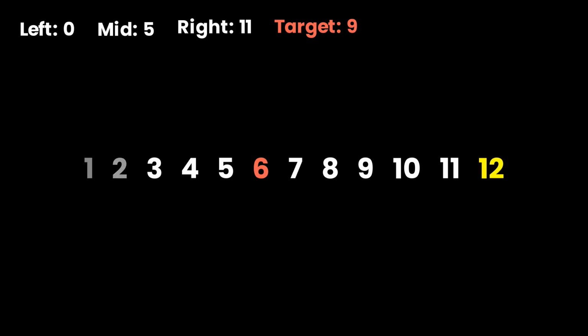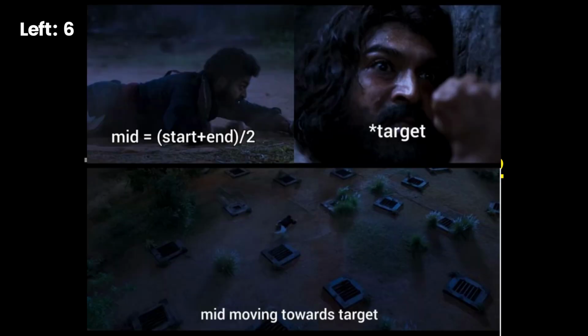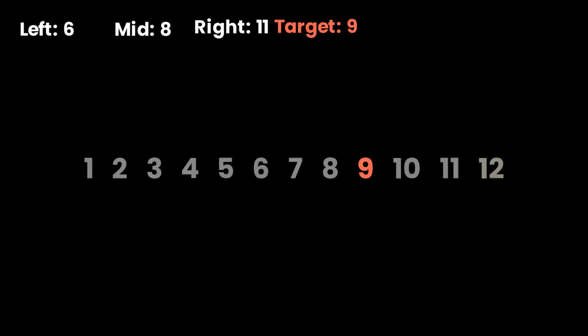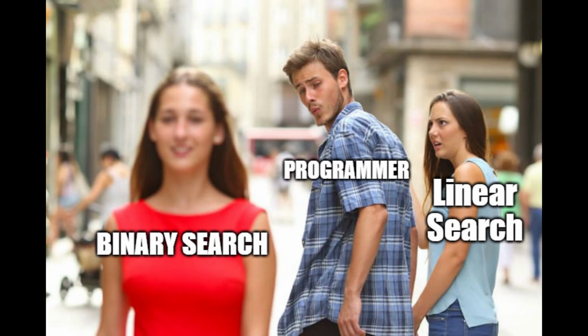Step 3. Now our list is 7, 8, 9, 10, 11, 12. The middle element is at index 2. That means 9. We have found our target. And that's how binary search efficiently finds the position of number 9.